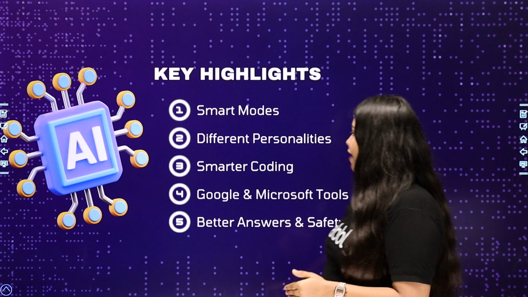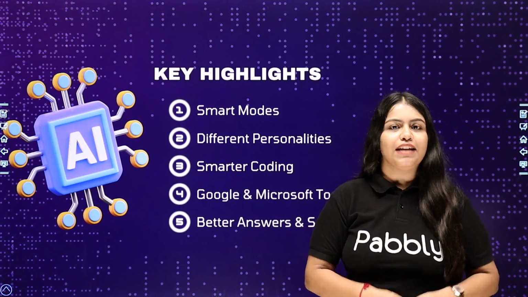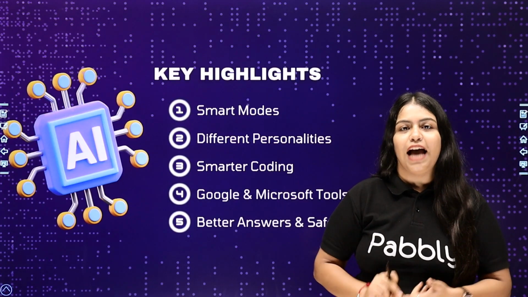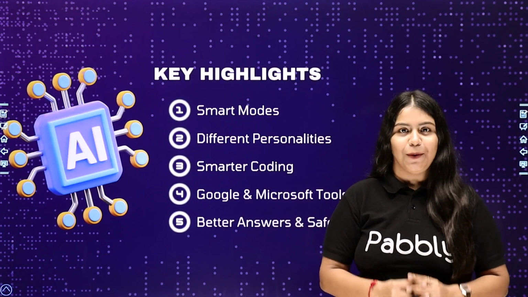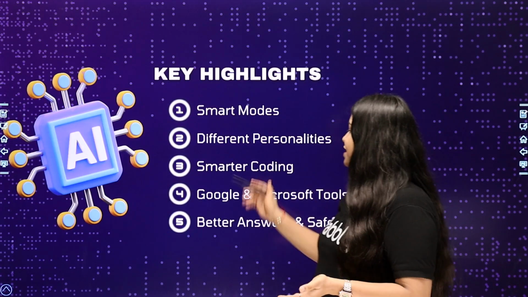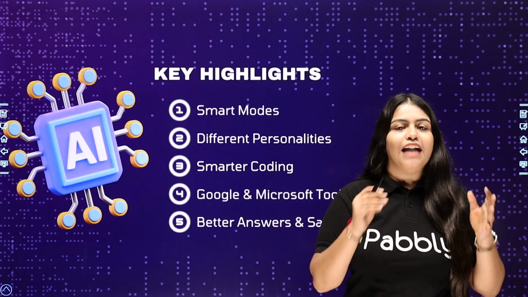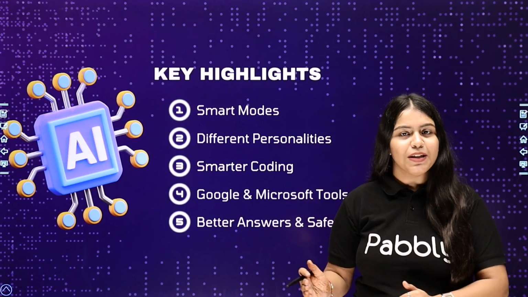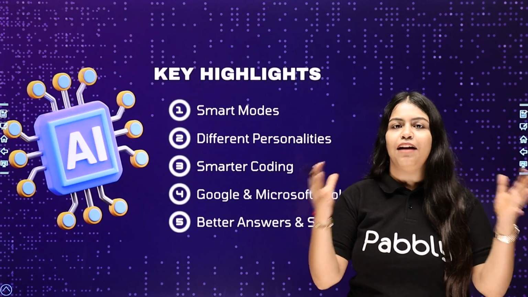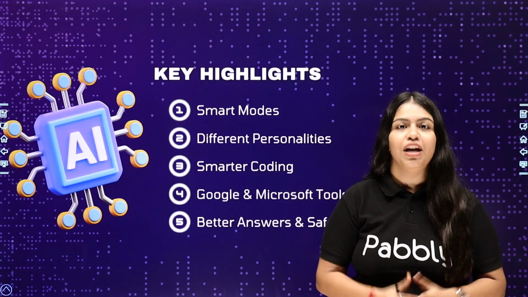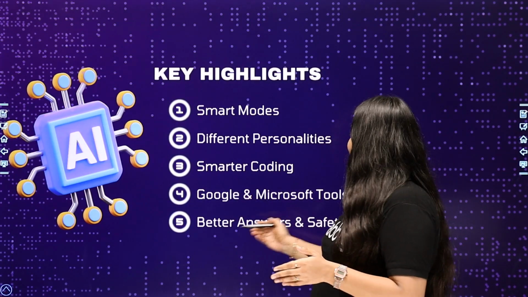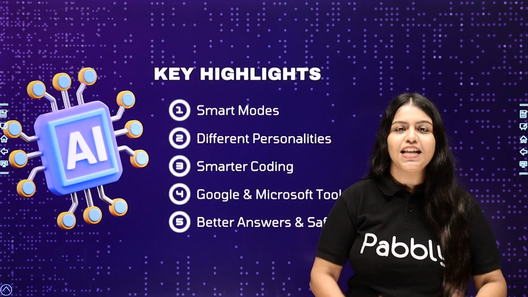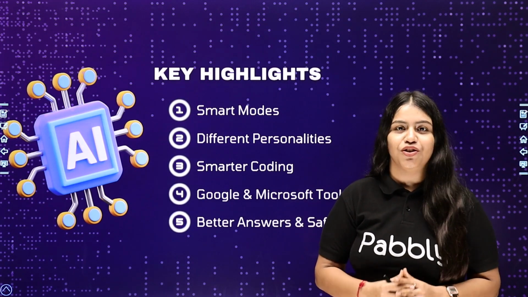The next which we have is smarter coding. You can type plain English text and fix apps and also build apps without knowing any programming or coding language. The next which we have is Google and Microsoft tools. Now you can directly connect GPT-5 with some Google and Microsoft tools like Gmail, Google Calendar and Microsoft Teams and much more. The next which we have is better answers and safety. So GPT-5 provides more trustable answers, better replies and faster answers.